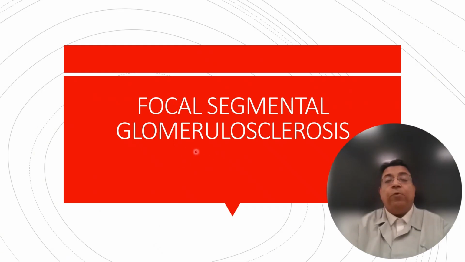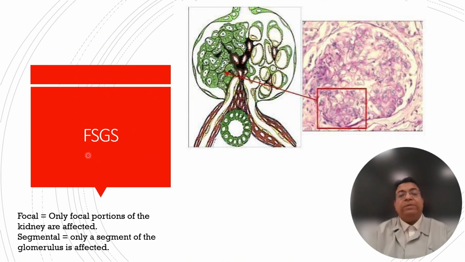Let's talk about focal segmental glomerulosclerosis, or FSGS. So focal segmental glomerulosclerosis, the way it's named, you have a focal aspect and a segmental aspect. The focal aspect is that only focal portions of the kidney are affected, and the segmental aspect is that only a segment of the glomerulus is affected. So here you can see that the sclerosis is in a segment of the glomerulus.